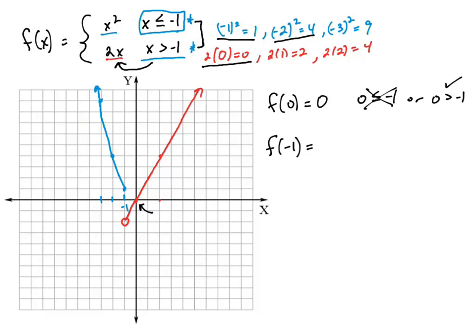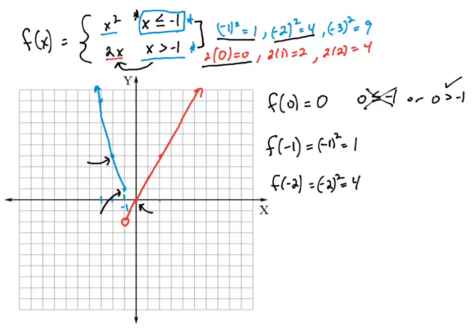F at -1. Okay, so again, which rule? The first rule or the second rule? -1 is going to satisfy this inequality because -1 is less than or equal to -1. So we're going to plug it into the first rule, and we get +1. That on the graph is this point right here. And then f of -2, again, that's going to be the first rule because -2 is less than or equal to -1. So -2 squared is equal to 4. -2 is going to be this point right here.